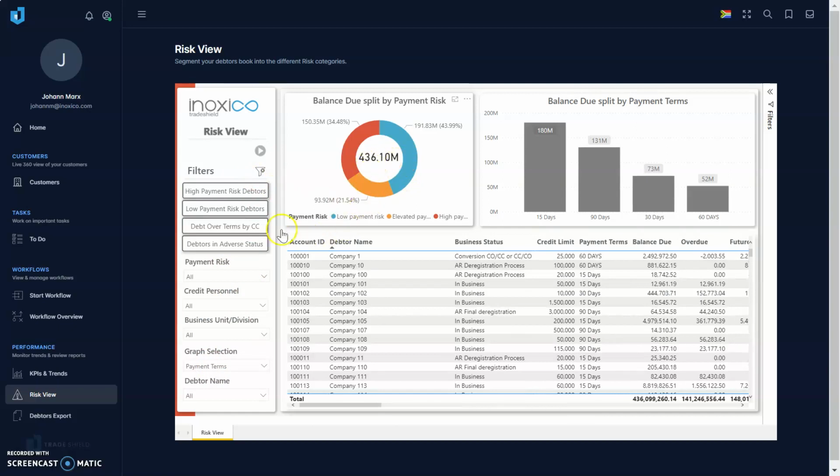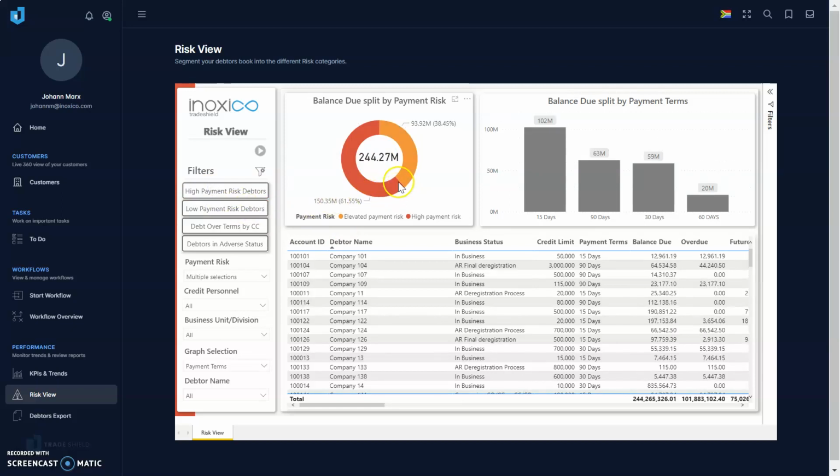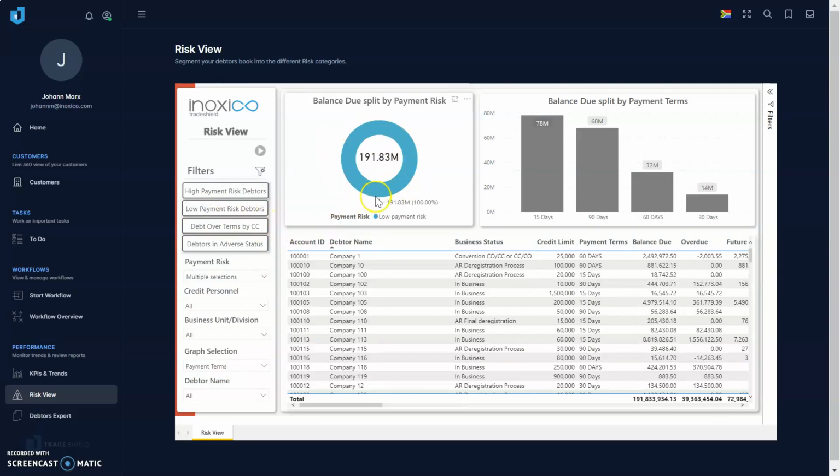That takes you back to the home screen, and from here you'll be able to see the high payment risk debtors in isolation. That gives you the high and elevated debtors at a quick glance. And at that section, you can then select if you want to see that by branch, by credit controller, by industry or division. The low payment risk debtors, as I said, gives you the customers who have got the capabilities of paying you on time. Again, you can select whatever metrics you want here in terms of a graph to give you an indication and filter it down further to a granular level.